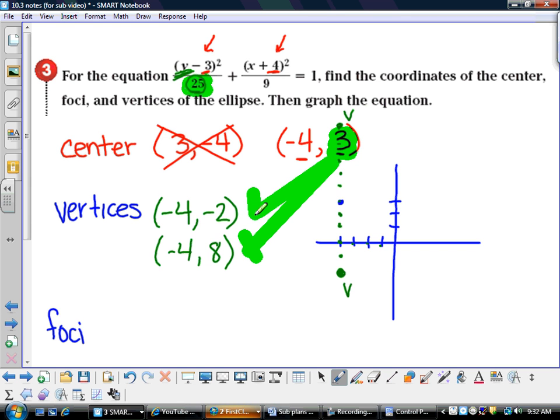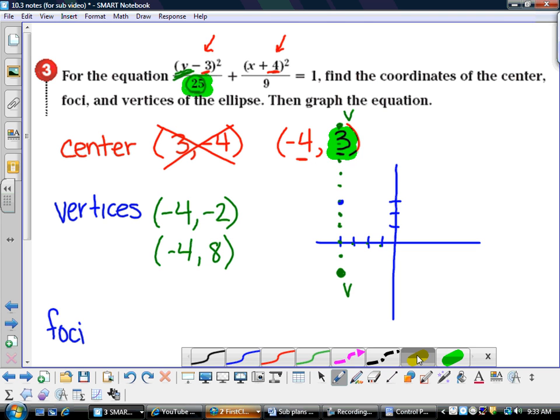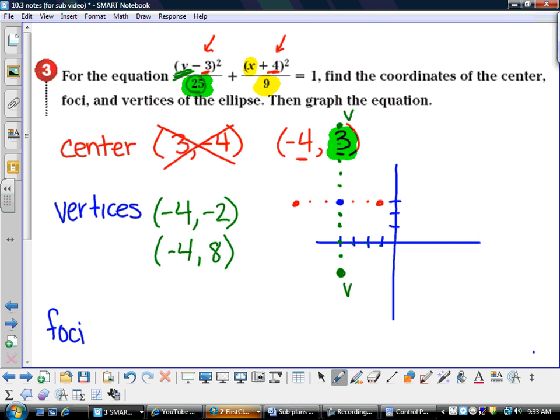Those aren't the only vertices though. We also have vertices in the x direction. So we'll go back to the equation and figure out how far we're going to move in the x direction. In the x direction, we need to move 3. So start from that center point and move 3 units to the right and 3 units to the left. Those are the other two vertices.